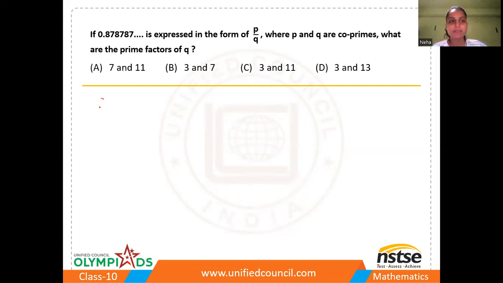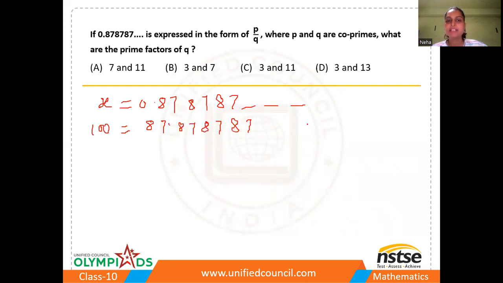I can write x is equal to 0.878787. Following this process, since two digits are repeating, I can multiply it with 100. It becomes 87.878787. This is your equation number 1, and this is your equation number 2. Now you just subtract equation number 1 from equation number 2.